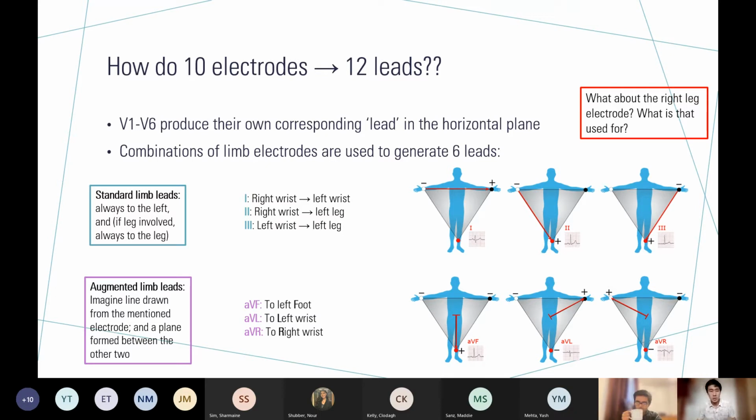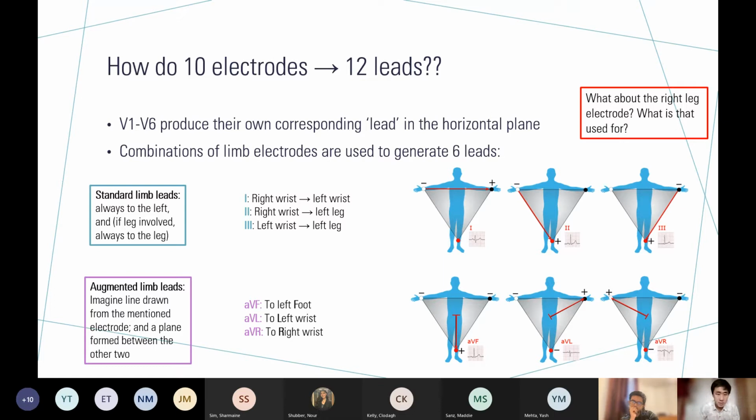Okay, so we'll start with the standard limb leads. The rule with them is it's always going to go to the left, and if there's a leg involved, it's going to go down to the leg. So first one is right arm to left arm, nice and straight, just a straight line. The second one is going to be the right arm to your left leg, going down, and then your third one is going to be your left arm to your left leg. So going in the other direction.